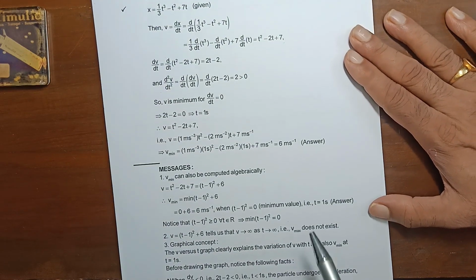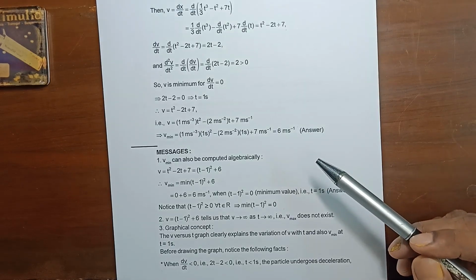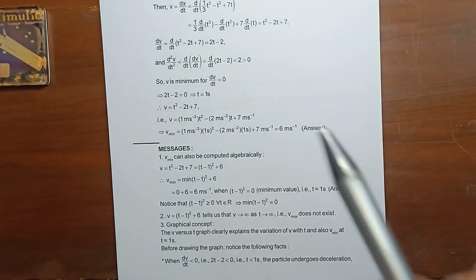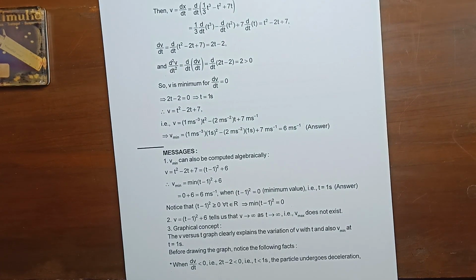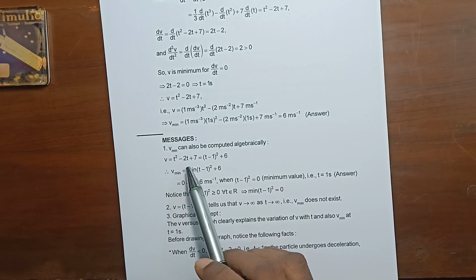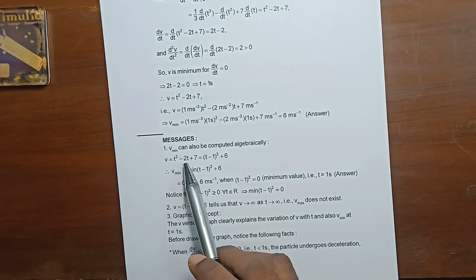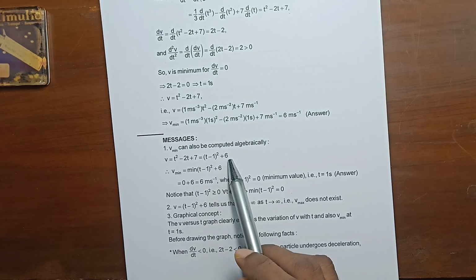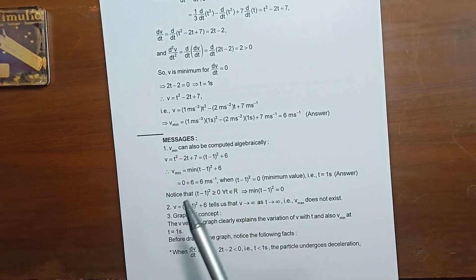Now message. Here we have obtained the minimum value by using calculus, that is dv/dt equal to 0 and d2v/dt2 greater than 0. Without calculus also we can solve this problem. We can find the minimum value algebraically also. Let us see how. v is equal to t square minus 2t plus 7. It is a quadratic in t, so t square and 2t, just convert into a perfect square. So it will be (t minus 1) whole square plus 6. You see, t square minus 2t plus 1, and plus 6 is equal to plus 7.